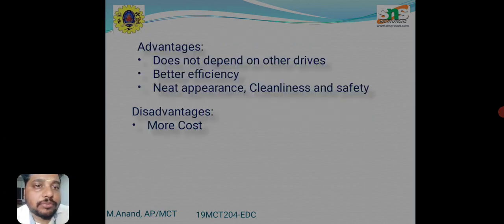We have a lot of advantages in this system. It does not depend on other drives. The efficiency of the individual drive is higher compared to other types of drive systems. It also has neat appearance, cleanliness and safety. The system looks nice. It does not have any complex circuit, and no external or extra device is connected for operating. We have only one disadvantage: the cost of the individual system is high.